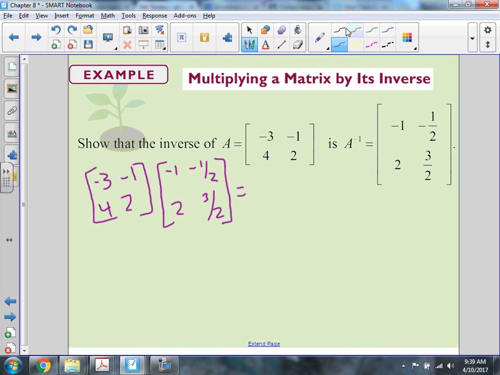Okay, so I'm going to do row by column. So I do row 1 times column 1. So I do 3 minus 2, row 1 times column 2. So I have 3 halves and a negative 3 halves.